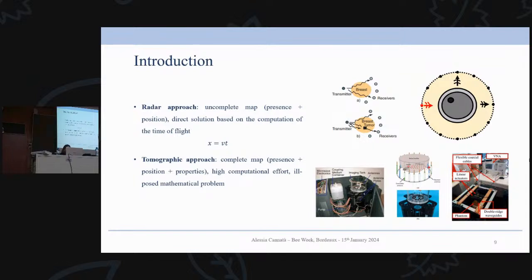The tomographic approach instead helps us to retrieve the presence, the position, but also the properties of a target, of something, of a tissue, of an object. It requires a higher computational effort, it is more time consuming, and it is even based on an ill-posed mathematical problem, so it is a mess, but it is more accurate, we will see later.